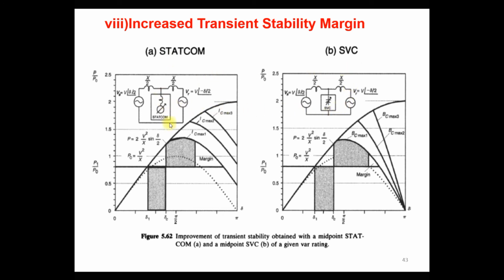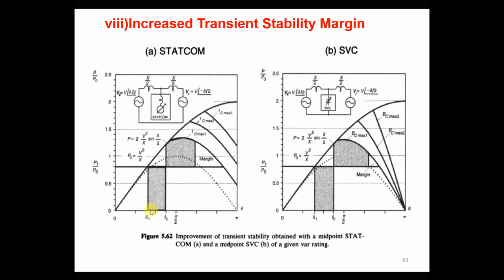Both are connected at the midpoint of the transmission line, with the same rating of reactive power injection, and both are connected to the same system. So we first see the STATCOM, its P-delta curve with equal area criteria. Here we assume that in the steady state condition, the transmitted steady state power is P1 at angle delta 1. You can see power P1 and angle delta 1 at this point.